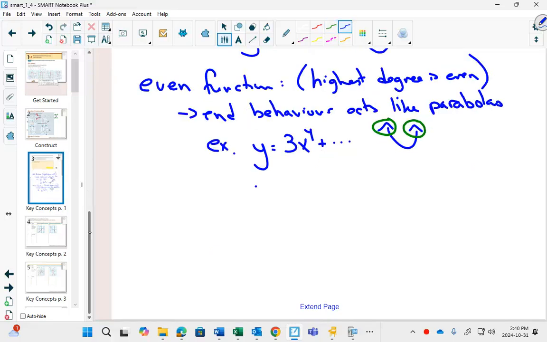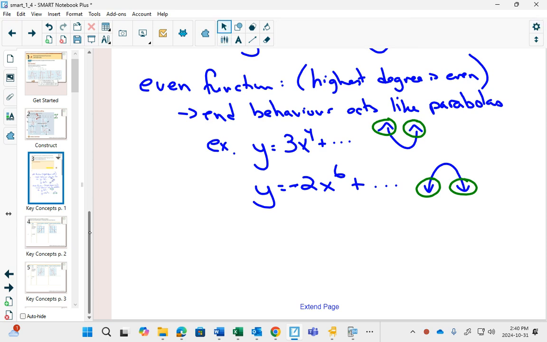And if you had a negative leading coefficient, like negative 2x to the 6th, it's even. Think of a parabola opening down, and its end behavior would match with this.